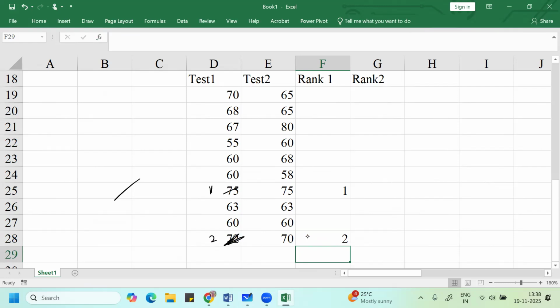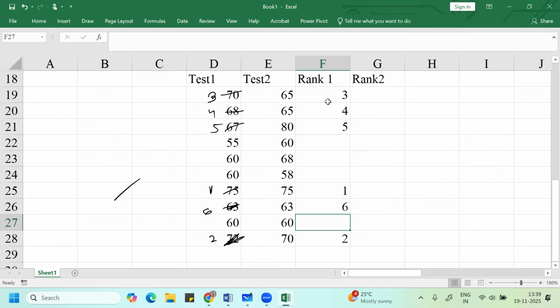Then I have 70. This would be rank 3. Then I have 68. This would be rank 4. Then 67, rank 5. Then I have 63, it would be rank 6.